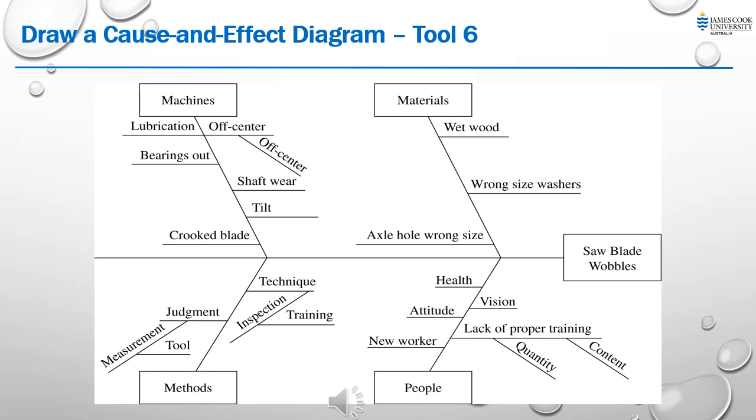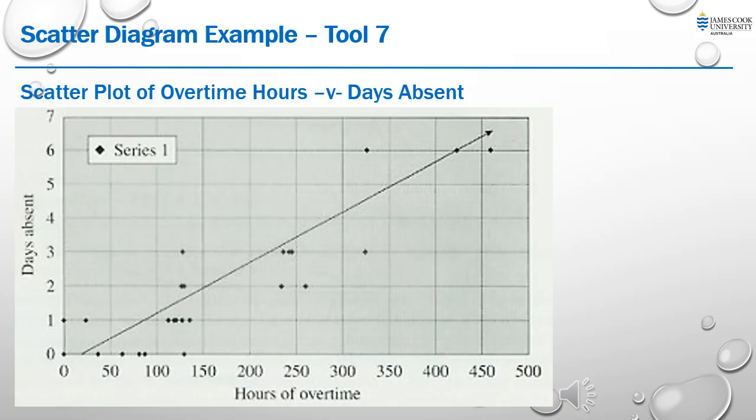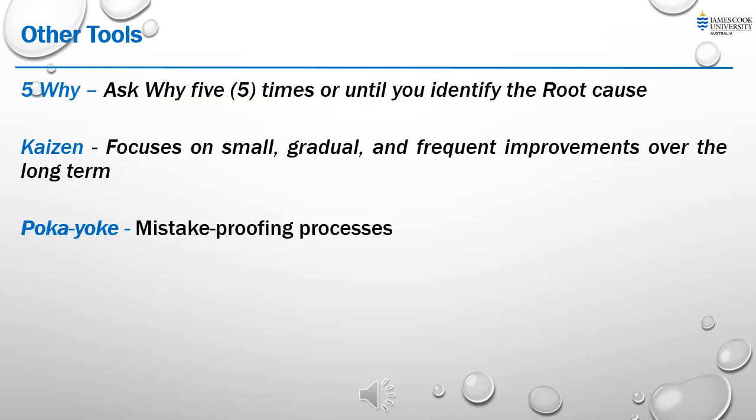A cause and effect diagram, or Ishikawa or fishbone diagram, is a tool used to identify the root cause of a problem. It helps to organize and analyze data to identify the cause of a problem and to develop solutions to address that. And the last tool is a scatter diagram, a graph that shows the relationship between two variables. It helps to identify patterns and trends in data and can be used to identify the cause of a problem as well. There are other tools as well. We already explained Kaizen, we already explained Poka-yoke, but there's another tool called 5 Whys.